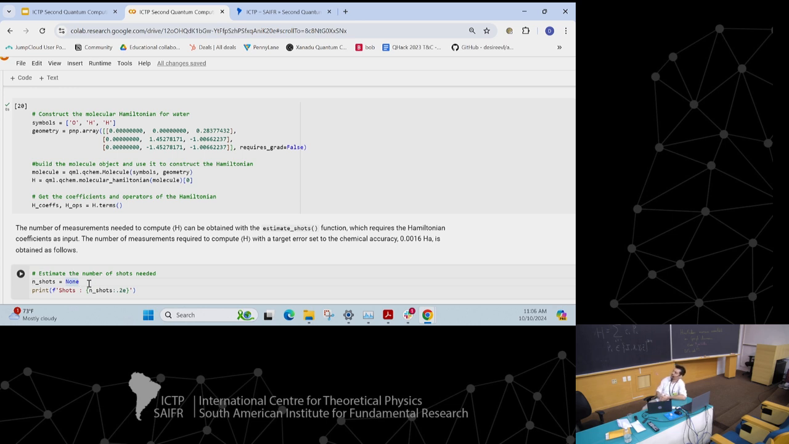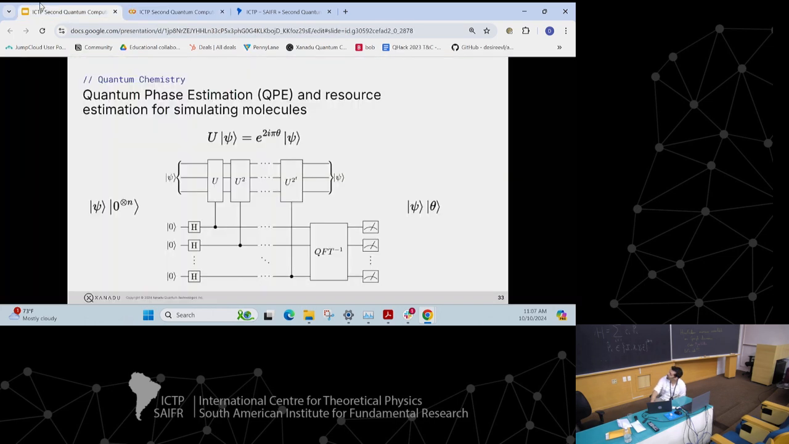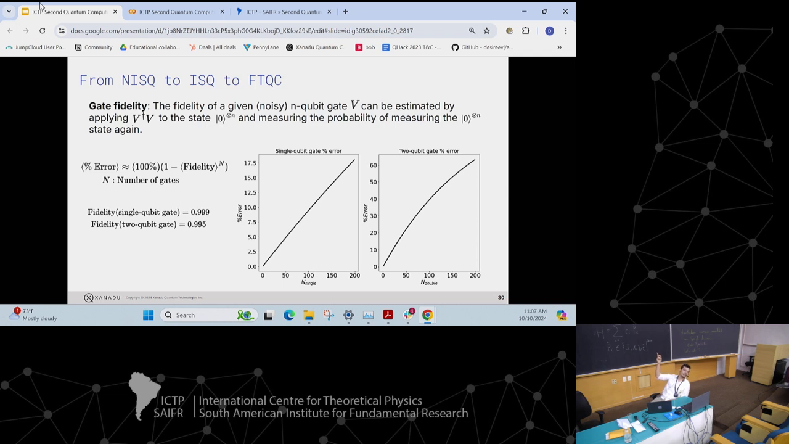If you want to know how many shots you need to estimate the ground state energy of water to chemical accuracy, then, for the case of water, you would need about 5 billion shots to get the ground state energy at chemical accuracy. Remember, a shot is you run through the circuit once. So you can start to see, if you remember the graph I showed you earlier, even for NISQ algorithms, you're very quickly going to run out of the allowance of gates that you can use.